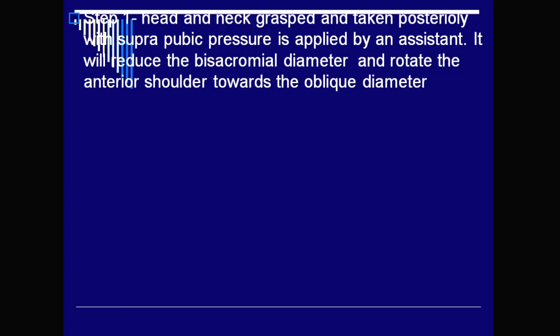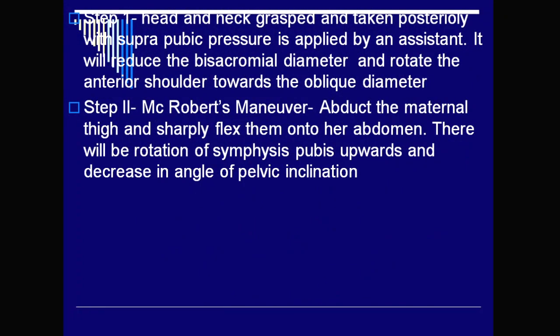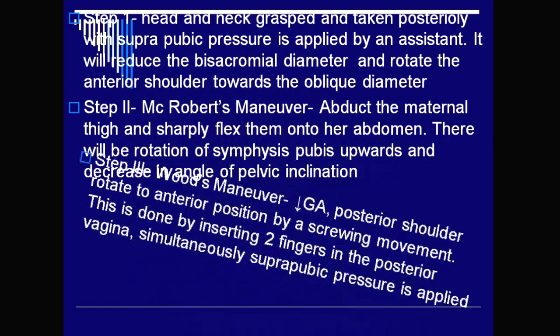Step 1: the head and neck are grasped and taken posteriorly while suprapubic pressure is applied by an assistant. It will reduce the bisacromial diameter and rotate the anterior shoulder towards the oblique diameter. If that fails, we can go for the McRoberts maneuver: abduct the maternal thighs and sharply flex them onto the abdomen. There will be a rotation of the symphysis pubis upwards and a decrease in the angle of pelvic inclination.